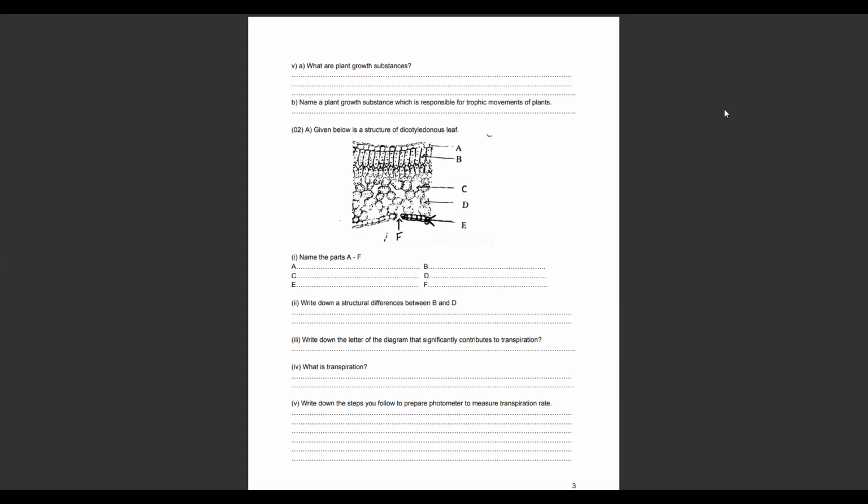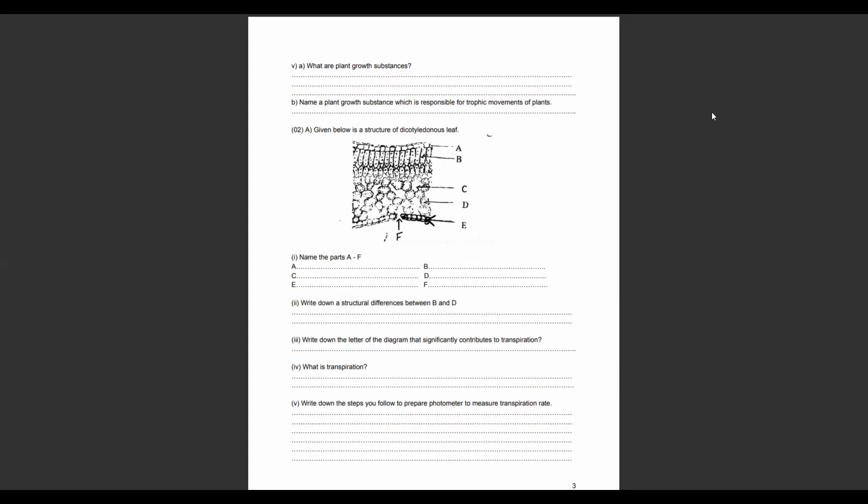Question number, Part A. Given below is the structure of a dicotyledonous leaf. What is A? Now, in 2019, there was an essay question to describe the structure of a dicotyledonous leaf.